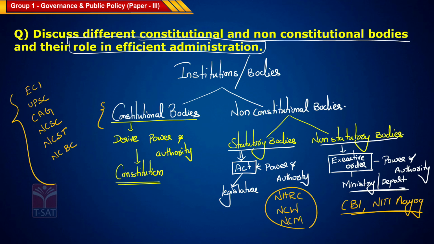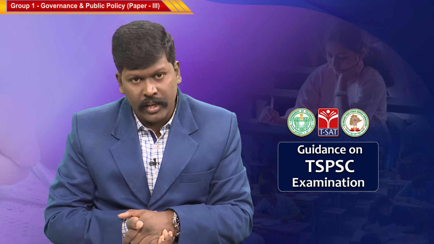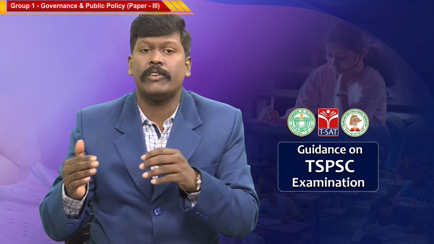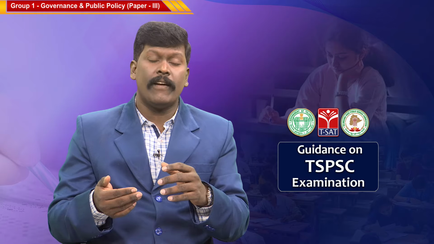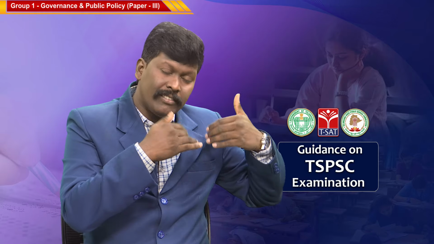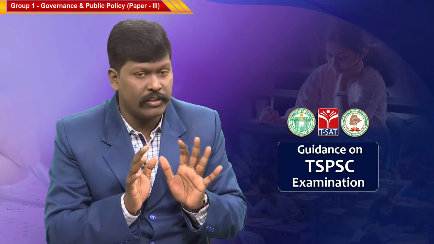What is the question here? Discuss different constitutional and non-constitutional bodies and their role in efficient administration. Sir, how do we know that they are actually doing their role in efficient administration? When we know the functions of these organizations, we will definitely know their role in efficient administration. Now let us see the different constitutional and non-constitutional bodies and their role in the administration as we discuss the functions of these organizations. Is it clear?